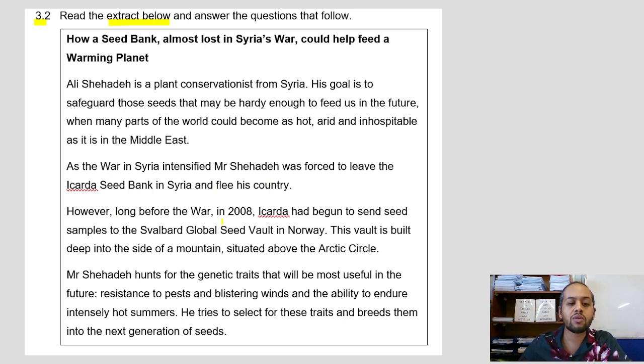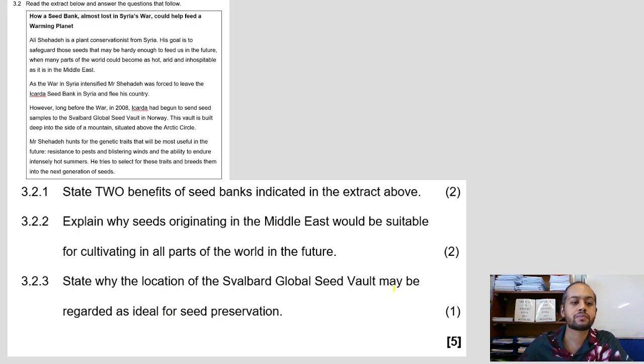However, long before the war, in 2008, ICARDA had begun to send seed samples to the Svalbard Global Seed Vault in Norway. This vault is built deep in the side of a mountain situated above the Arctic Circle. Mr. Shahada hunts for the genetic traits that would be the most useful in the future: resistance to pests and blistering winds and the ability to endure intensely hot summers. He tries to select for these traits and breeds them into the next generation of seeds.